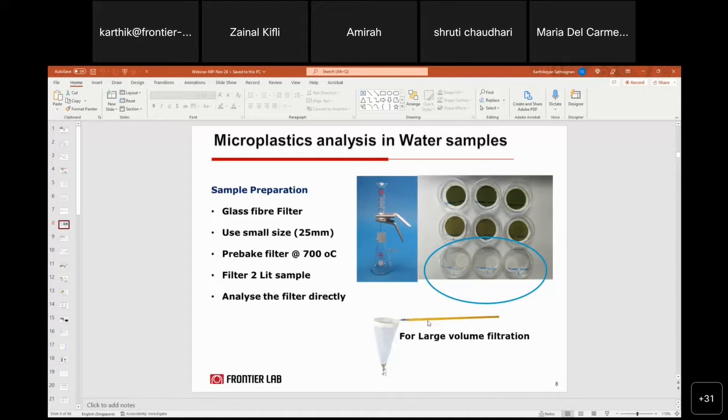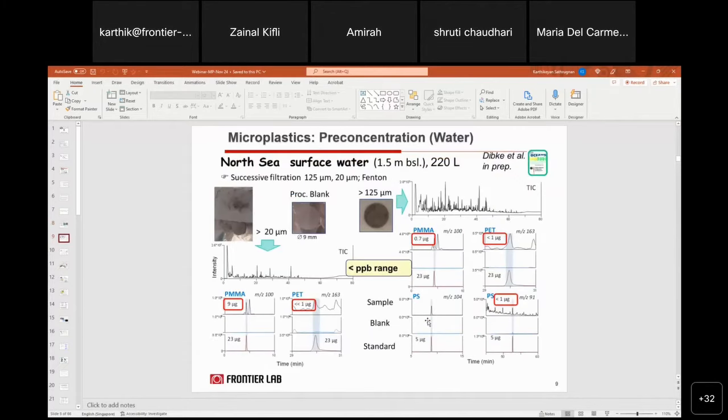So if you expect very high concentration, then probably small volume filtration may be sufficient, 1 to 2 liters. But for some of the natural waters, the concentration may be very low, so you may have to go for large volume filtration. Currently, people are using nylon mesh, but again, there are some new developments where they can also use some kind of stainless steel mesh to minimize contamination from the sampling equipment as well.